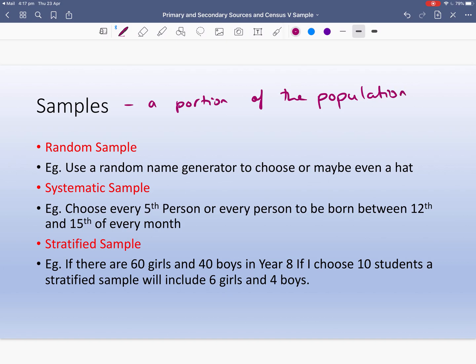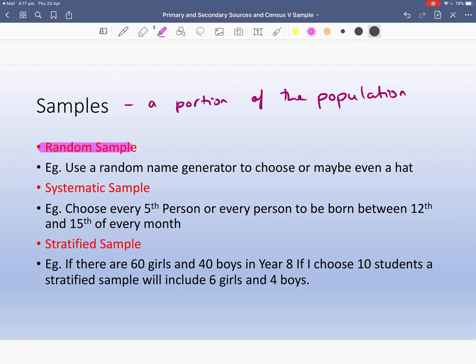All right, so I can say I need to survey 10 students out of year 8, or 10 students out of year 7, or 10 students out of year 10. All right, that's a sample. Instead of surveying everybody in a year group, I'm picking a few students to see how we're going. Now, there's different types of samples. I need you to write this down.